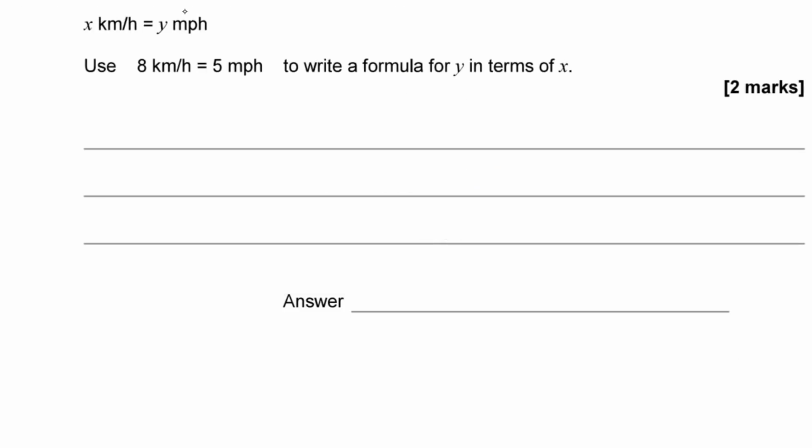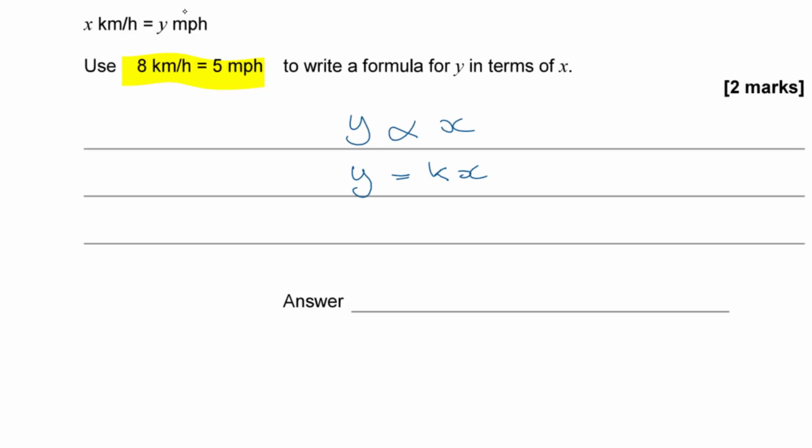X kilometers per hour equals y miles per hour. Use 8 kilometers per hour equals 5 miles per hour to write a formula for y in terms of x. Okay, now here y is clearly proportional to x, which means y must be equal to some multiplier of x, y equals kx. Now all we really need to do is find out what k is. And we can find k if we can find two values of y and x that go together. Now we've been given them here.